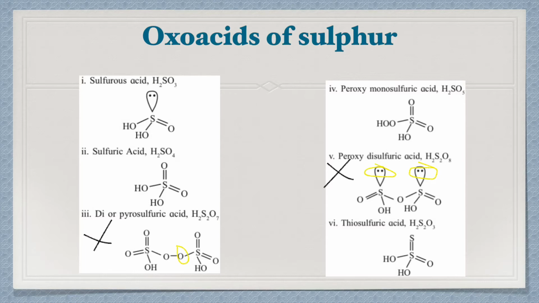So I will write down first H2SO4. Once I have written H2SO4, then peroxy means there will be one extra O in the structure. So therefore the formula will be H2SO5. Just understand, whenever you see the word peroxy, that means one extra oxygen will be there in the structure. Simple.